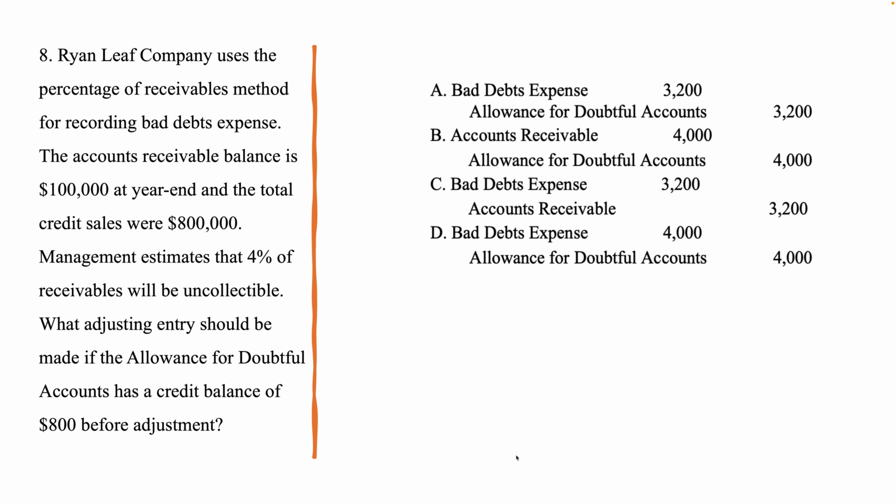Problem 8. Ryan Leaf Company used the percentage of receivable method for recording bad debts expense. The accounts receivable balance is 100,000 at the year end, and the total credit sales were 800,000. Management estimates that 4% of receivable will be uncollectible. What adjusting entries should be made if the allowance for doubtful accounts has a credit balance of 800 before adjustment?